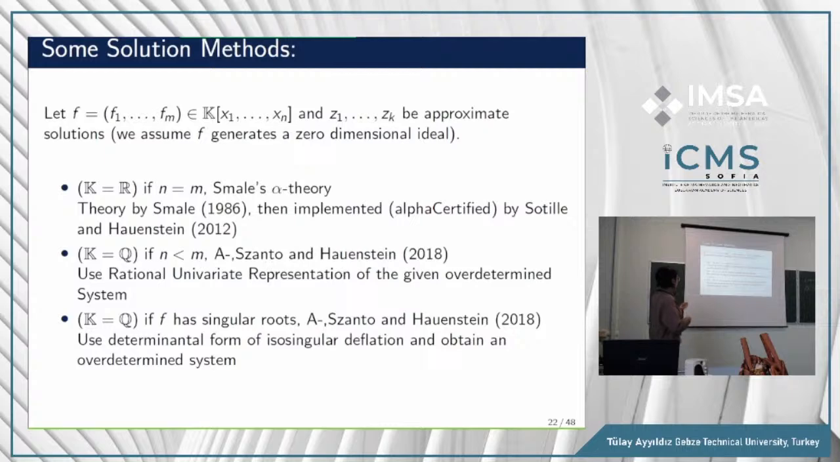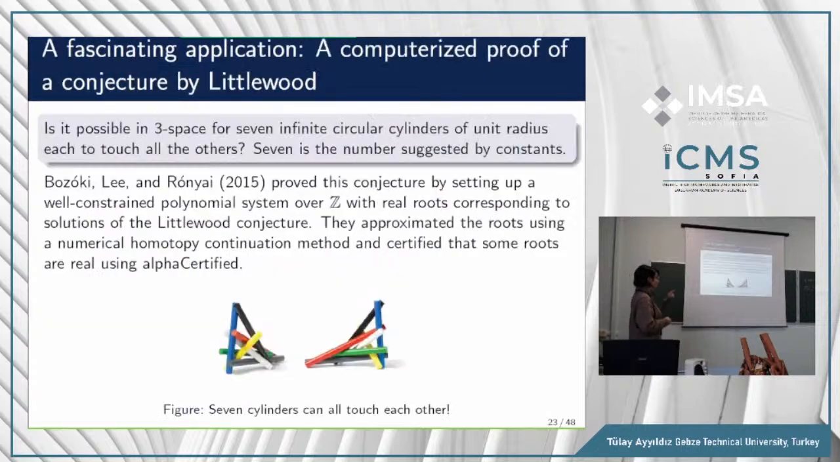So this was my PhD work, but after my PhD, I came back to, let me also talk about this application. This is my favorite application of the area. After they did the alpha certified package, actually this was used to prove a theorem by pure mathematicians. The problem was, is it possible in three-dimensional space for 7 infinite circular cylinders of unit radius, each to touch all of the others?